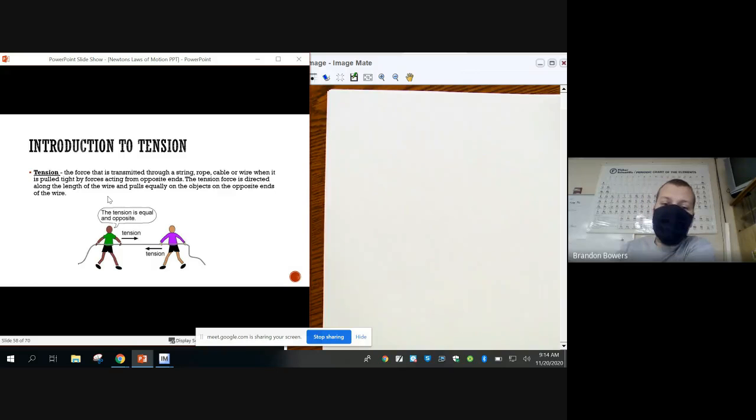Tension is the force that is transmitted through a string, rope, cable, or wire when it is pulled tight by forces. Did I show you guys the tug of war competition? A lot of tension in that rope. When it's pulled by forces acting from opposite ends, the tension force is directed along the length of the wire and pulls equally on the objects.